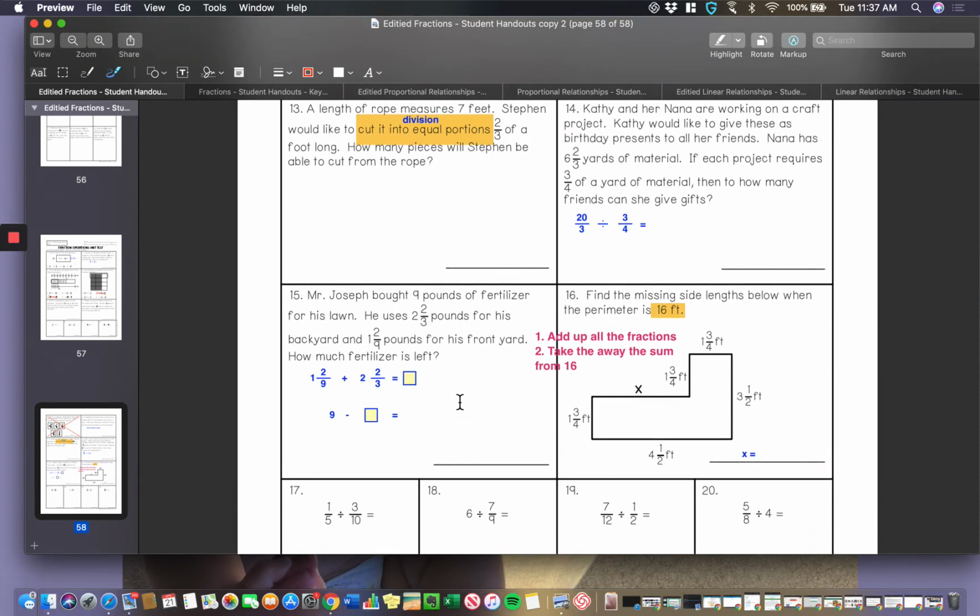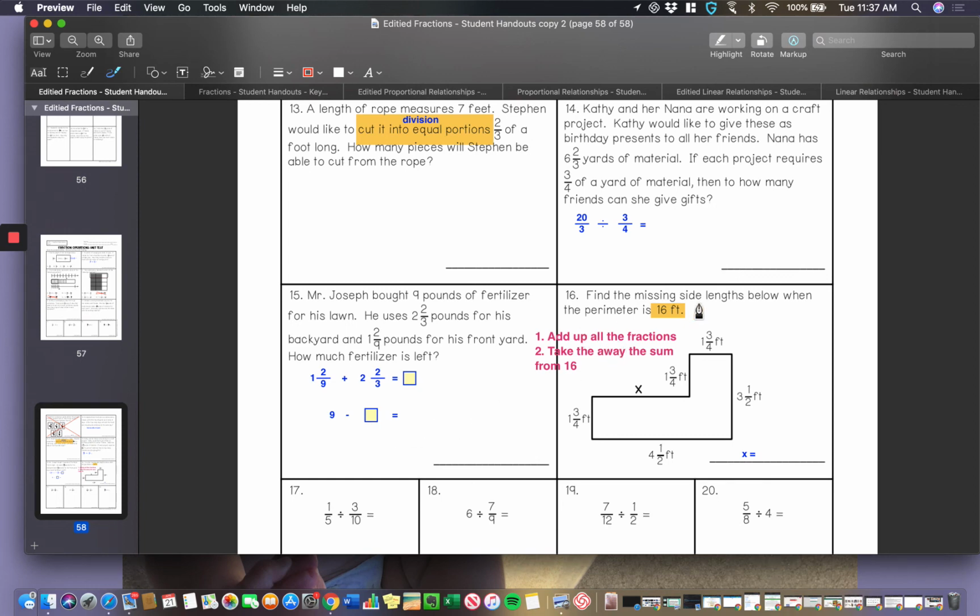For number 15, it says Mr. Joseph bought 9 pounds of fertilizer for his lawn. He uses 2 2/3 pounds for his backyard and 1 2/9 pounds for his front yard. How much fertilizer is left? Well, if he used 2 2/3 pounds for his backyard and 1 2/9 pounds for his front yard, I have to add those together because that's how much I used. So once you add those together, you can take your sum and subtract it from what you started with. He started with 9 pounds of fertilizer, and then he used these. You take the total that he used and subtract it from what he had to get your answer.